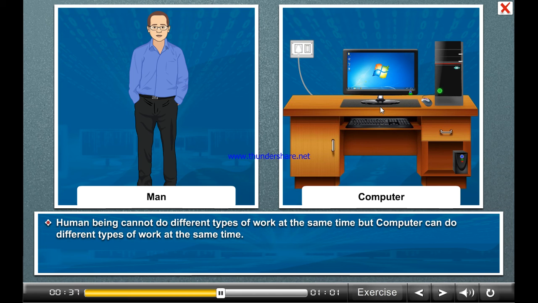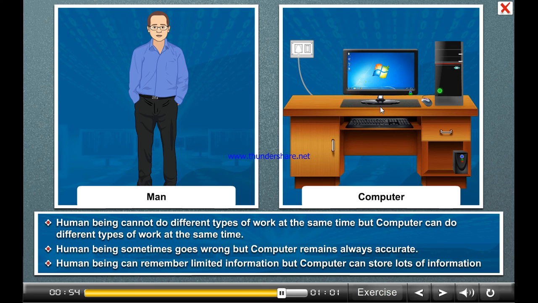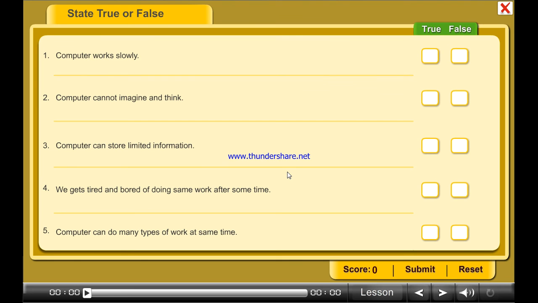Human beings cannot do different types of work at the same time. But a computer can do different types of work at the same time. Human being sometimes goes wrong, but computer always remains accurate. Human being can remember limited information, but computer can store lots of information. State true or false.